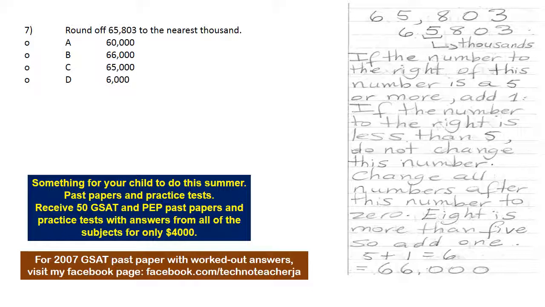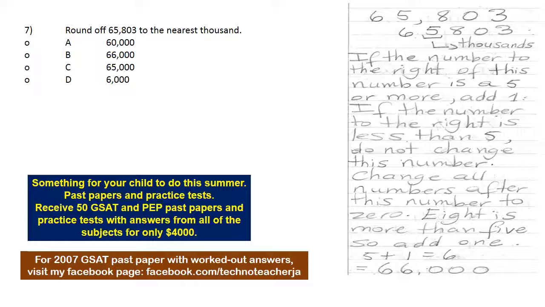So now we have 6. We don't change the 6 in front. That number there in the 10,000s position, that's 60,000. We do not find that important here. We leave that as it is. That is 6 still. And we change that 5 to 6. So now that becomes a 66. And 803 now becomes 000.